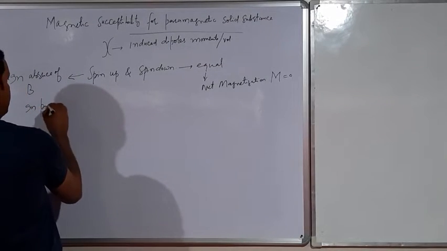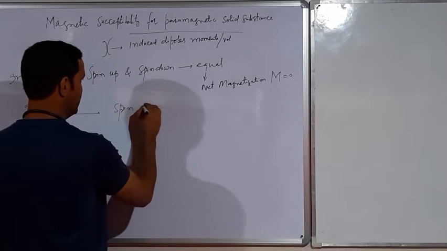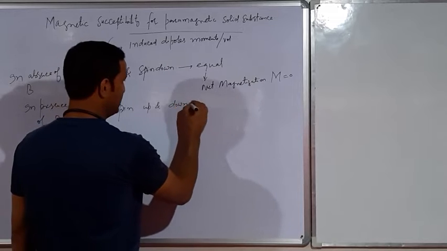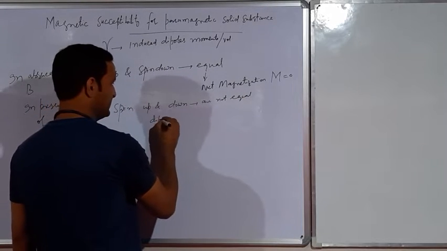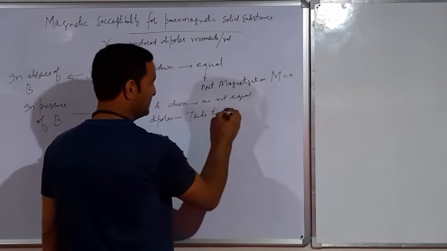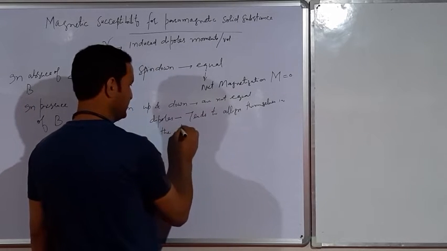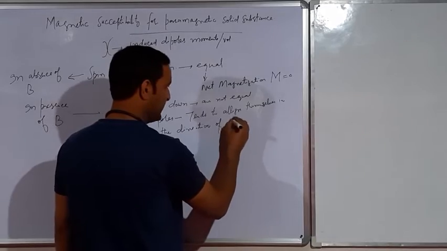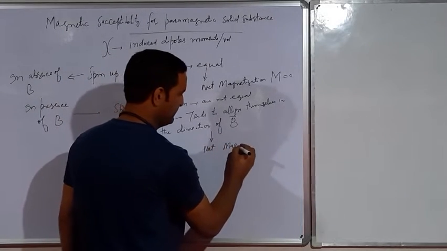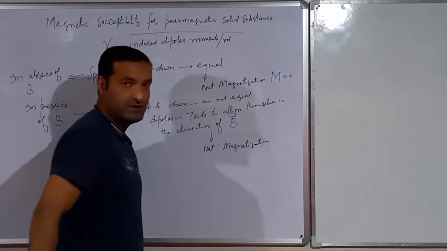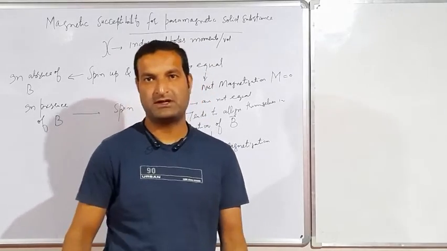So in presence of B, spin up and spin down are not equal. So most of the dipoles tend to align themselves in the direction of the external magnetic field B. So there is net magnetization induced due to the external field within the material, that is the paramagnetic material.